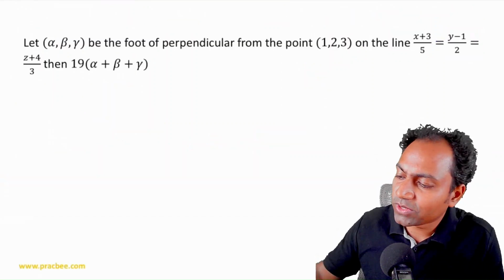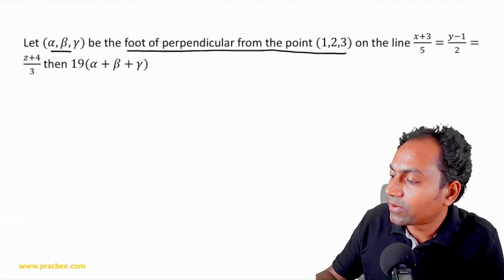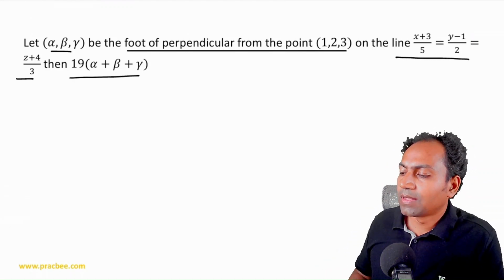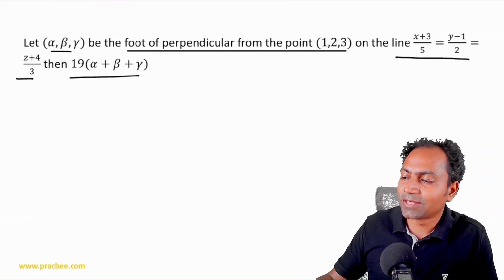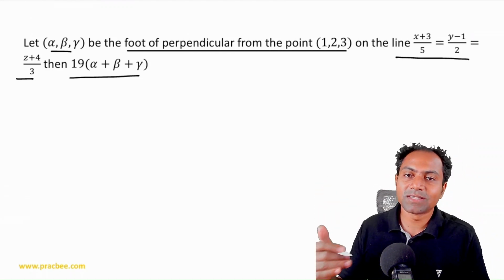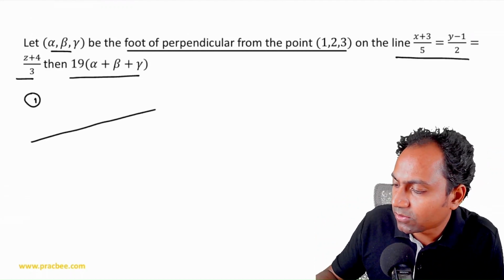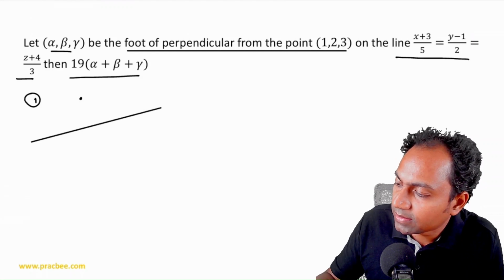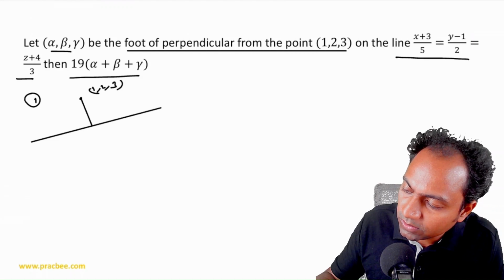Now in this next question, what they are talking about is that alpha, beta, gamma is the foot of the perpendicular from the point 1, 2, 3 on the line. They have given us the equation of the line. And this is a very standard question. On the line, we consider 3 cases: foot, image, and perpendicular distance. And there is a very standard process to solve it. So this is the point 1, 2, 3, and what we want is nothing but the foot. This is given as nothing but alpha, beta.